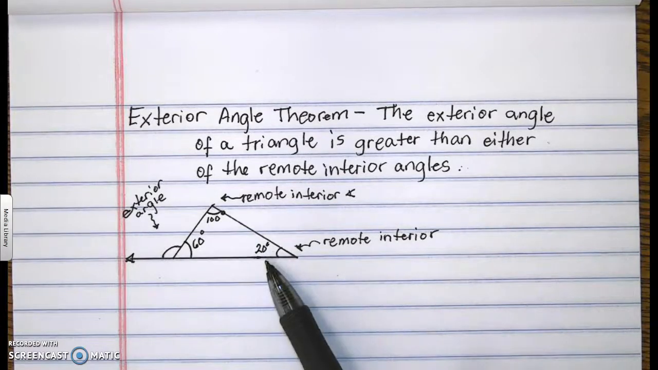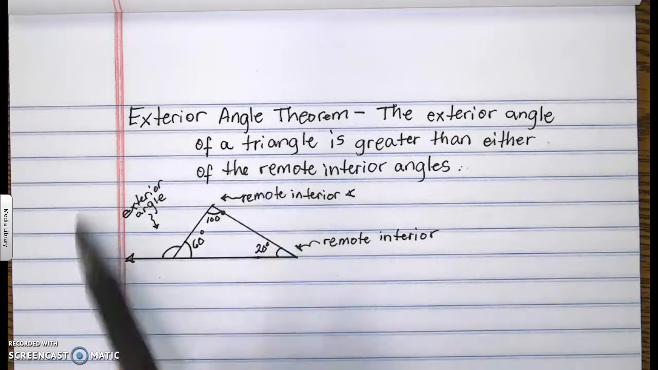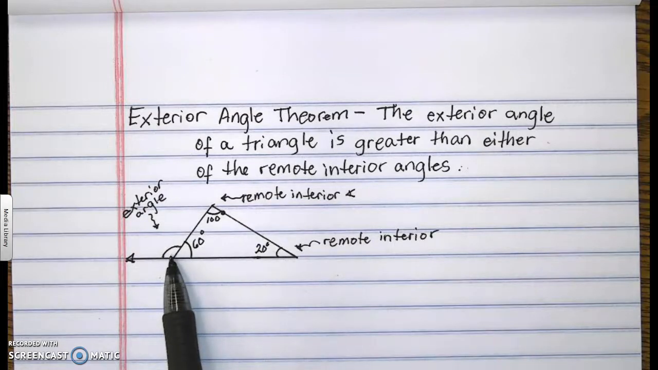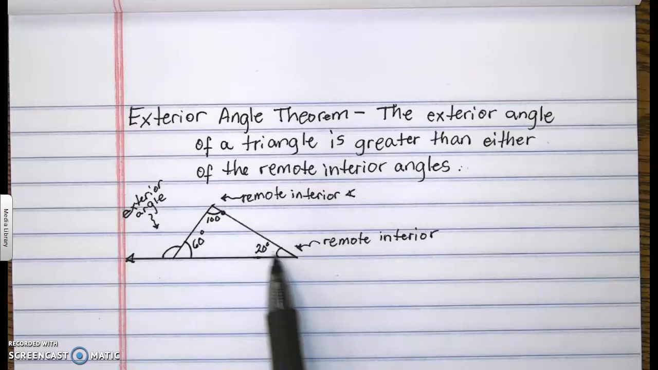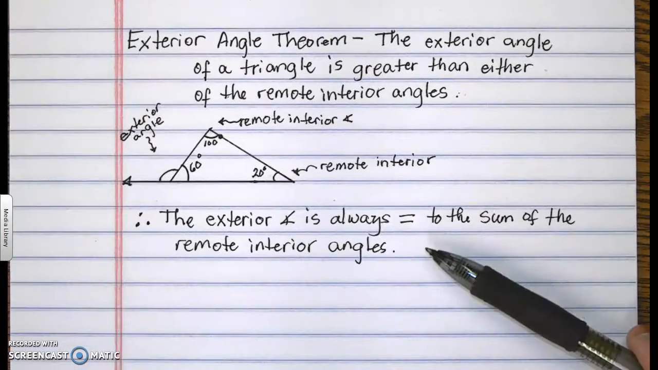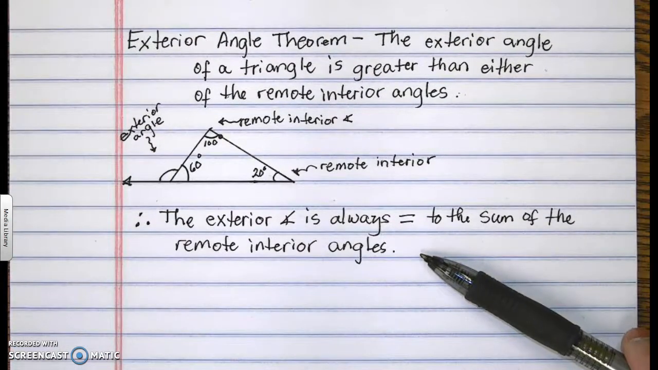Now, we also said, after looking at this example, we kind of figured out and generalized that the exterior angle will always be equal to the sum of the remote interior angles combined. So, as a generalization, we would say that the exterior angle of a triangle is always equal to the sum of the remote interior angles.